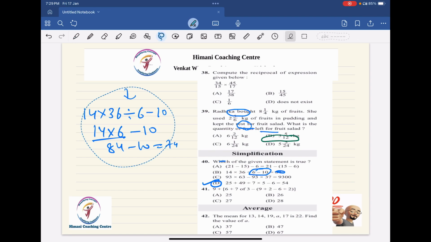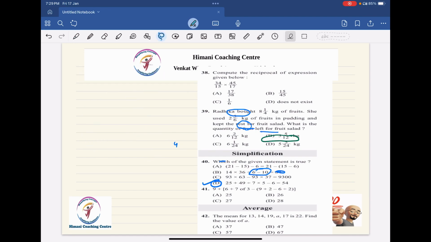Now let us move to the next question. In this question we are given 9 plus, there is a bracket, 6 plus 7 of 3 minus, and then there is a small bracket, 9 plus 2 minus 6, and divided by 21.